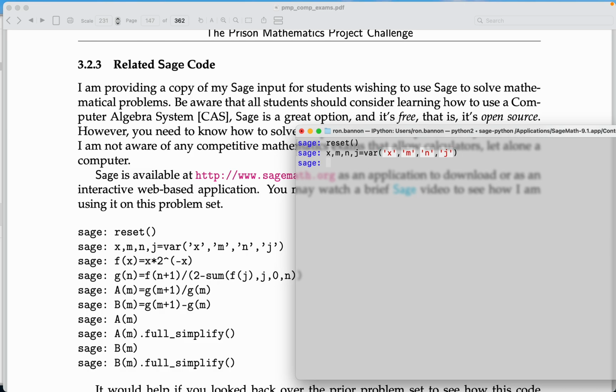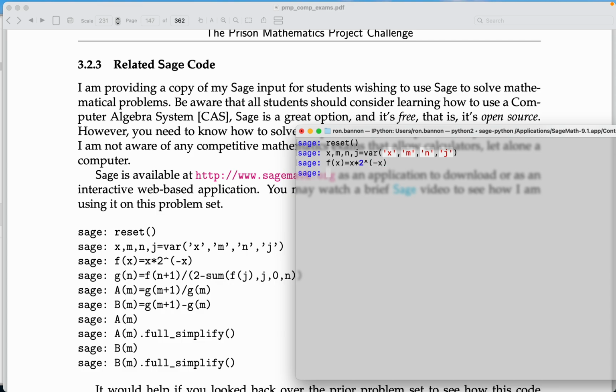All right, next thing up, defining a function, f of x is being assigned x times, I'm sorry, not x squared. I'm sorry, x times 2 raised to the power minus x. I keep making mistakes, right?